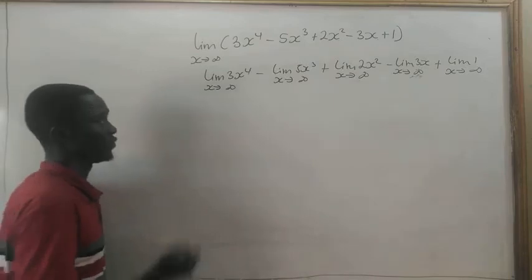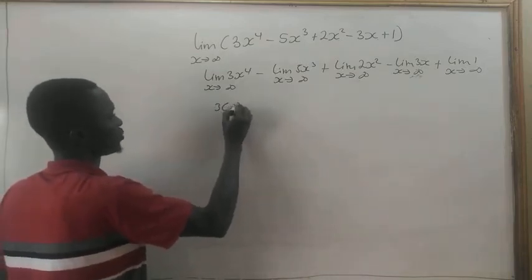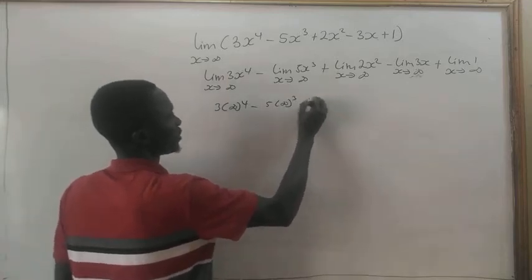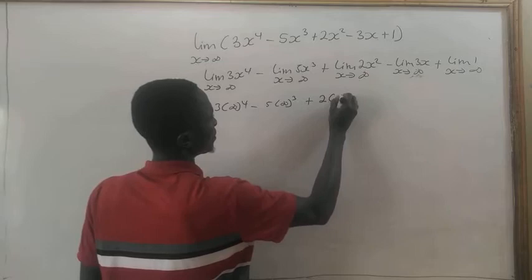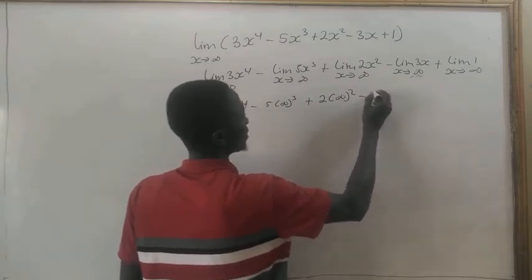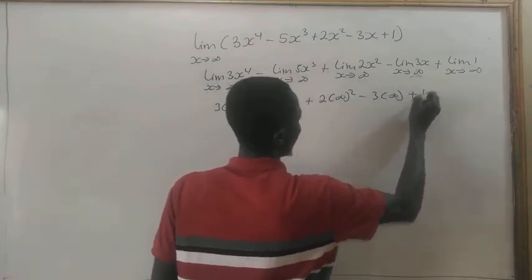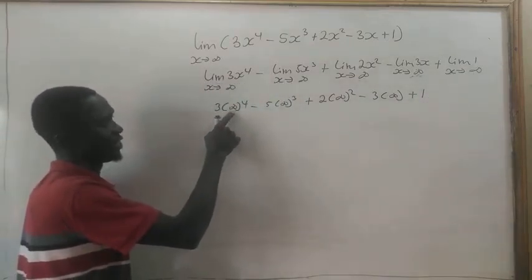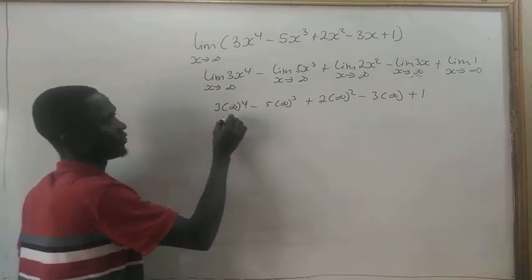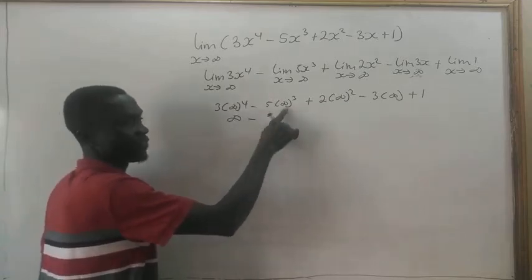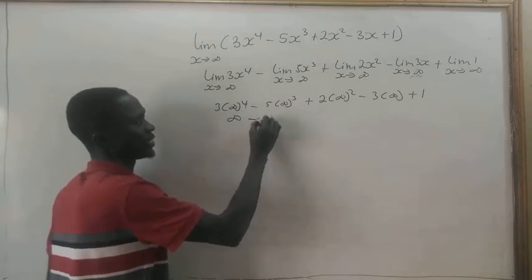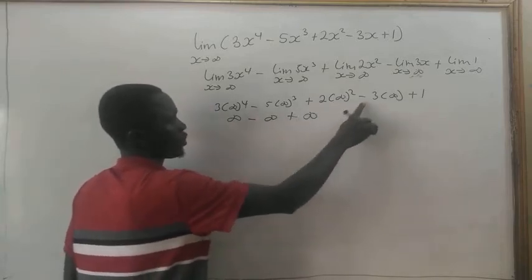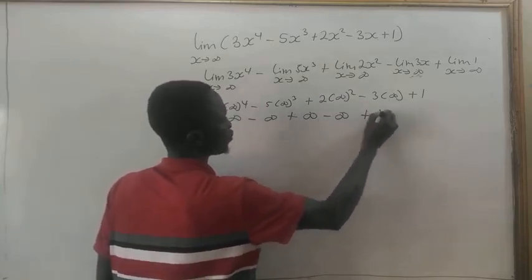Now, from the basic laws of limits, we are going to have 3 times infinity to the power 4 minus 5 times infinity to the power 3 plus 2 times infinity squared minus 3 times infinity plus 1, because the limit of a constant is the constant. Infinity to the power 4 is infinity. 3 times infinity will give us infinity, minus infinity cubed is infinity. 5 times infinity will be infinity, plus infinity squared is infinity. 2 times infinity will be infinity, minus 3 times infinity will be minus infinity, plus 1.